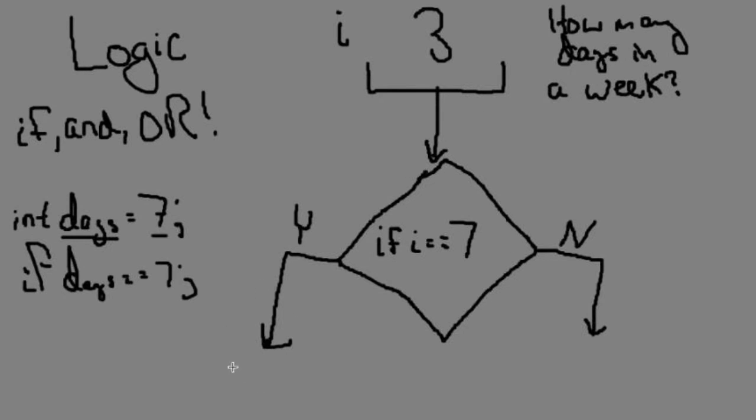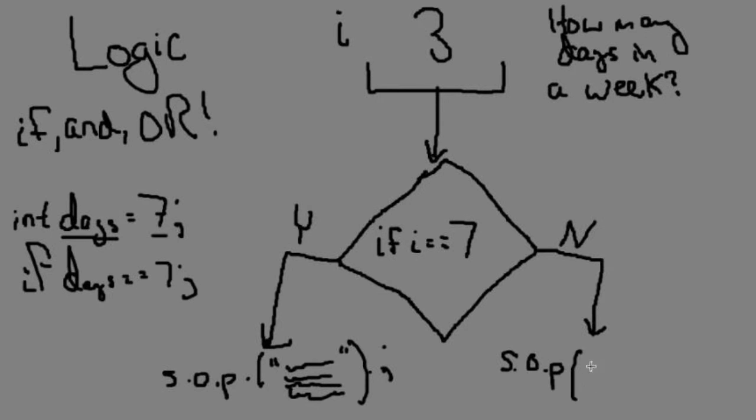So we're going to go down to this program and do a system.out.println, which, like I said before, displays a message to the user saying congratulations, you know how many days in a week there are, you're an amazing person. Otherwise, if it's not true, we're going to do system.out.print with a message in little quotes saying you need to learn how many days in a week there are, and then be done. So this is what an if statement looks like.